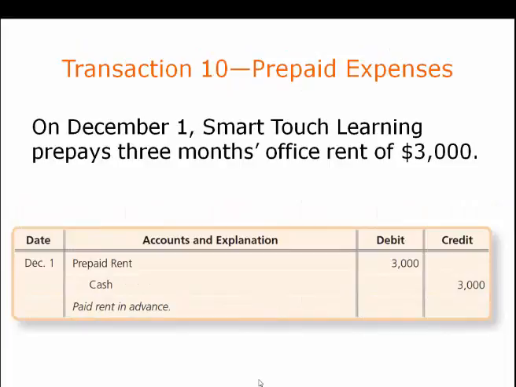And the next one, prepaid rent. We paid up front for all the rent, $3,000, and we had cash for $3,000. So $3,000 went out for cash, and $3,000 for prepaid rent. And it's for December 1st.